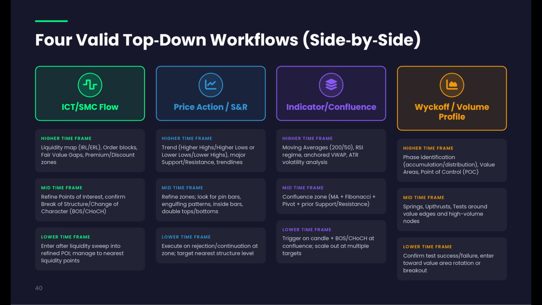Your job isn't to determine which is objectively superior. Your job is to determine which resonates with you, which you can execute consistently, and which your backtesting proves is profitable for your trading style. Test them. Try pure price action for 30 trades. Then try ICT concepts for 30 trades. Then try indicator confluence. Record your comfort level, your execution quality, your results. Let the data guide you to your optimal workflow.